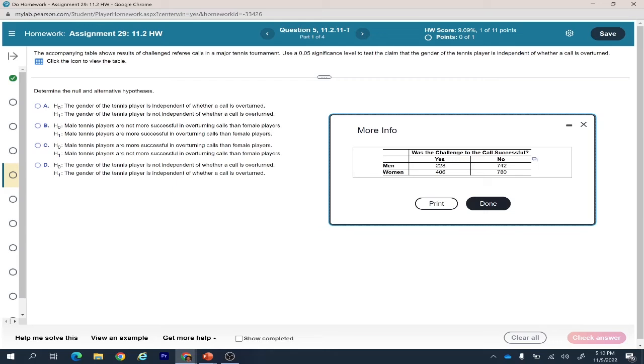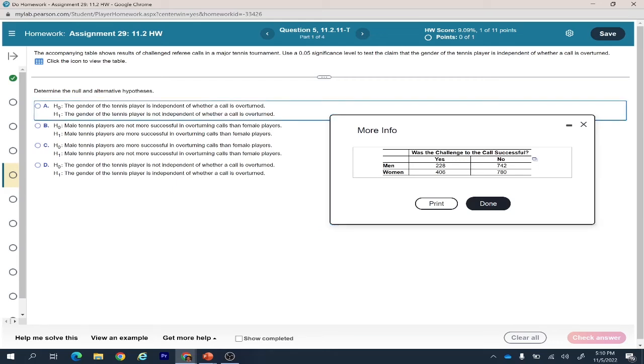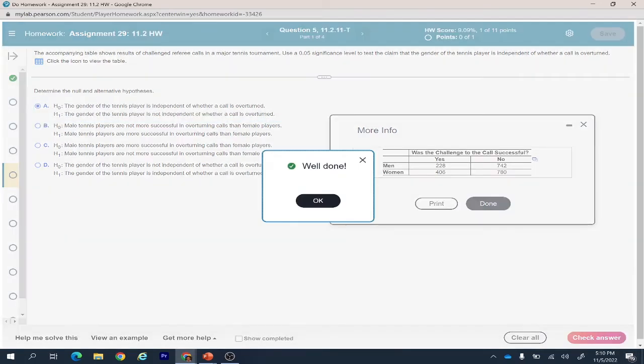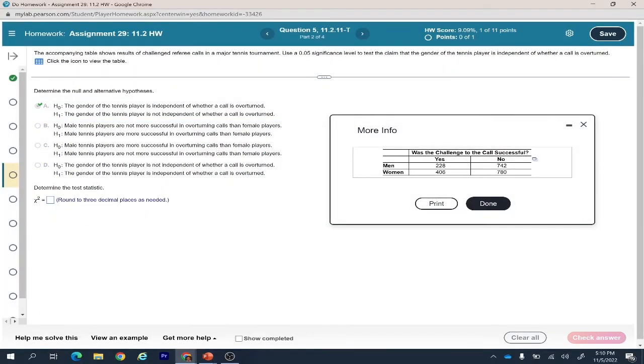So our null hypothesis is that the gender of the tennis player is independent of whether a call is overturned. So the only option we have, let's say D1, is that the gender of the tennis player is not dependent. So this is the only option available where the null hypothesis is independence and the alternative hypothesis is not independent. So now after that, how do you find the test statistic?